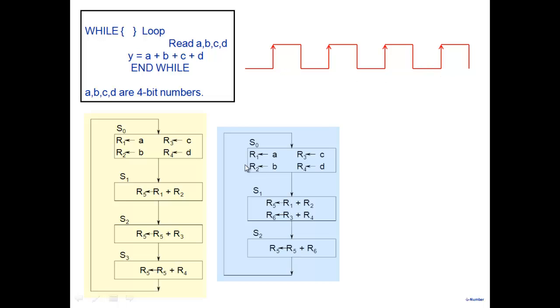So 4. What about here? I need 3. So the latency is 3. Three states I'm using to carry out the computation. But the price that I have to pay is 2 adders.